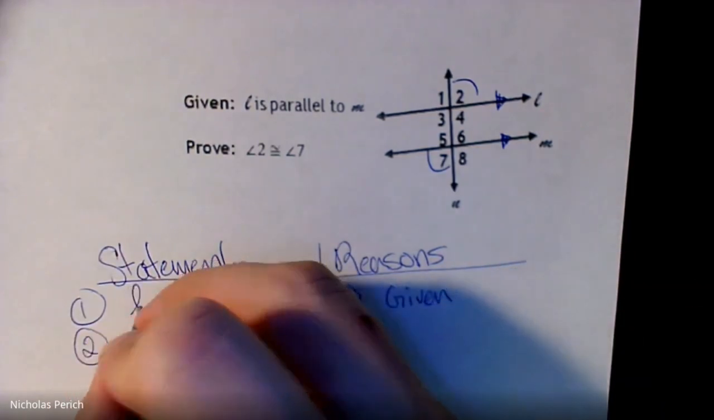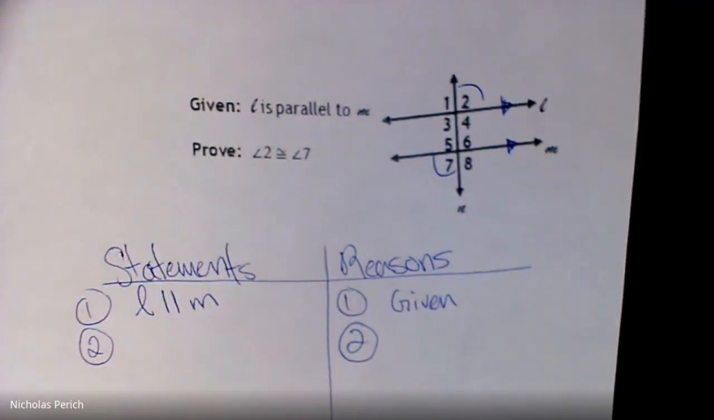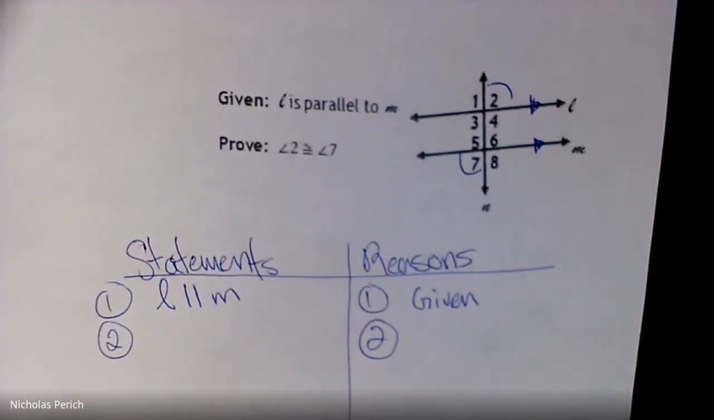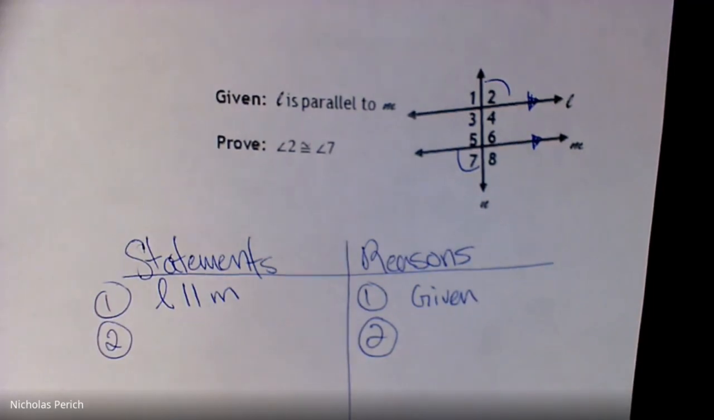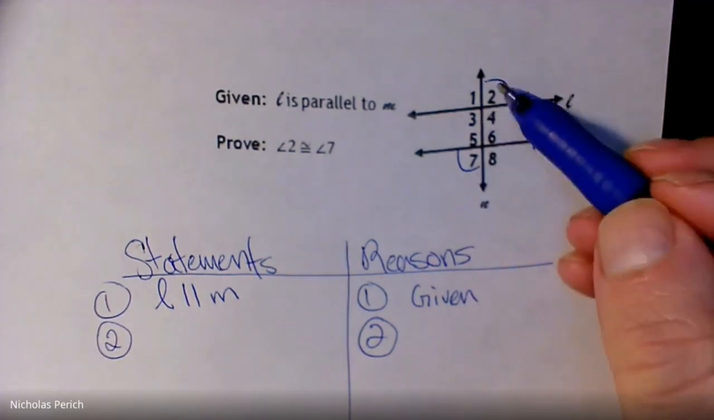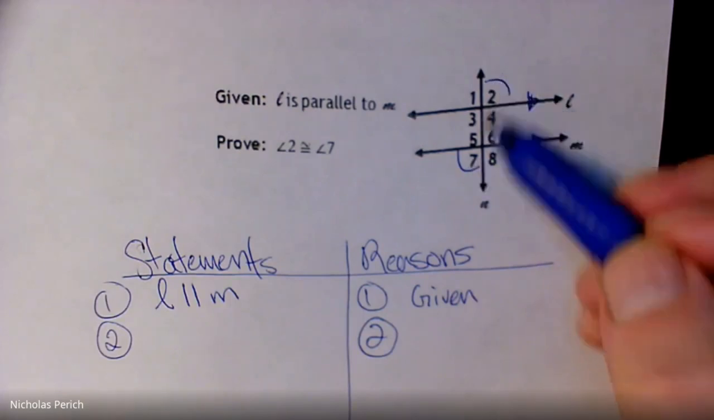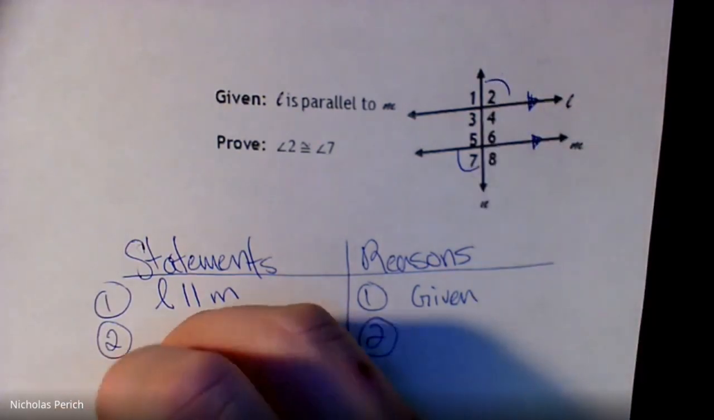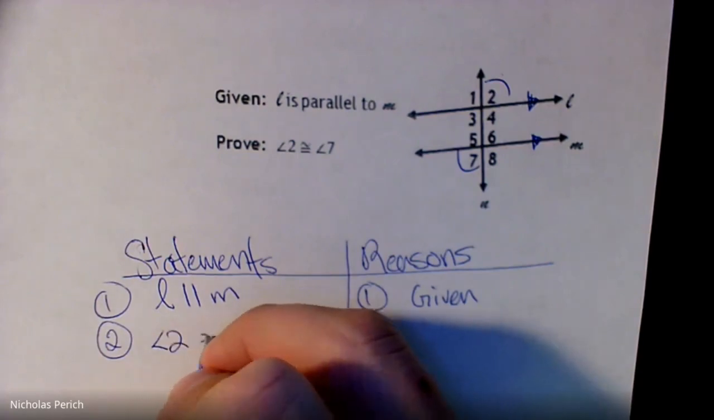My given is L is parallel to M. Why the pretty L so it doesn't look like LLLM? Right, guys? Now, what are these guys? These guys are alternate interior angles, which means they are congruent.